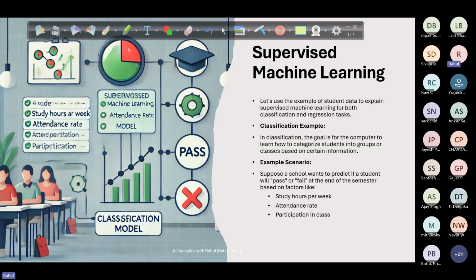First of all, we'll talk about the classification problem statement. In classification, the goal is for the computer to learn how to categorize students into groups or classes based on certain information. For example, suppose a school wants to predict if a student will pass or fail at the end of the semester based on factors like study hours per week, attendance rate, participation in class. These are certain features. Based on that, I want to predict whether my particular student will pass or fail.